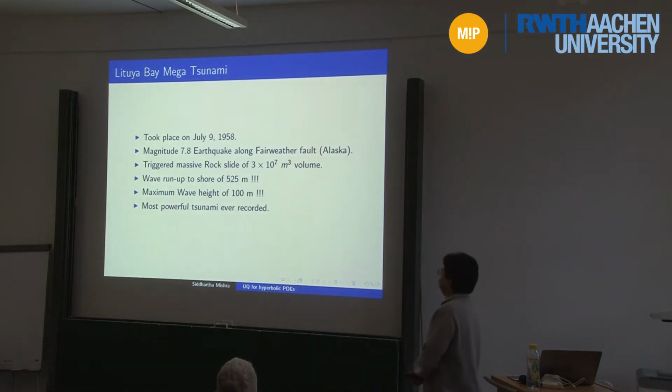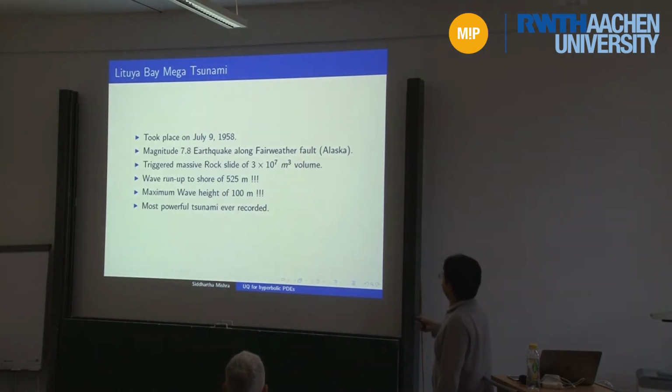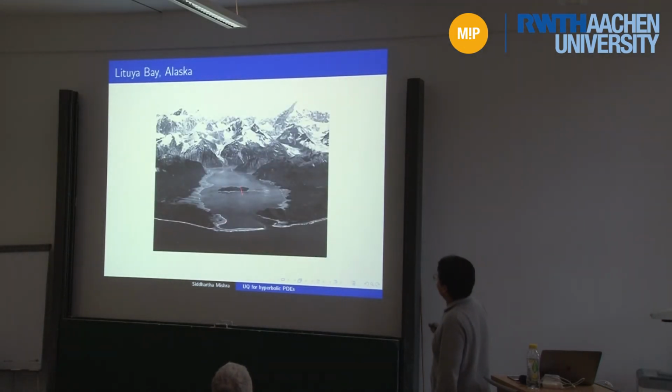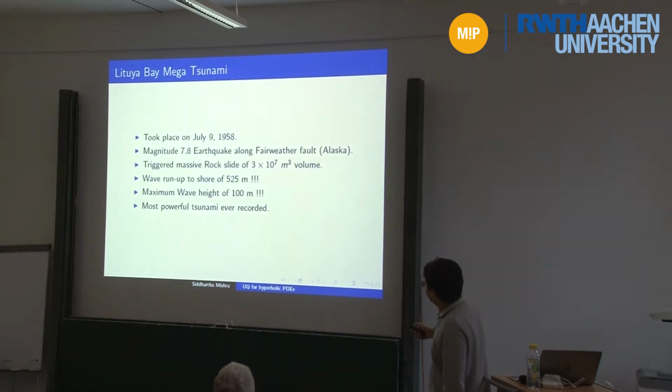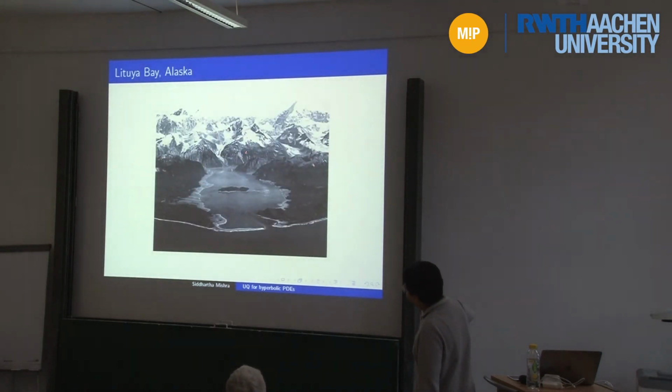1958 was truly momentous. First of all, this is in Alaska, so there are a lot of earthquakes in this area because it's along what is called the Fairweather Fault. This was a big earthquake, 7.8 on the Richter scale. Because of the earthquake, a part of the mountainside essentially collapsed onto the bay. And when it collapsed, there was a rock slide, right? And this is 30 million cubic meters of rock. You can imagine the amount of rock that was there. And all this fell onto the bay here.